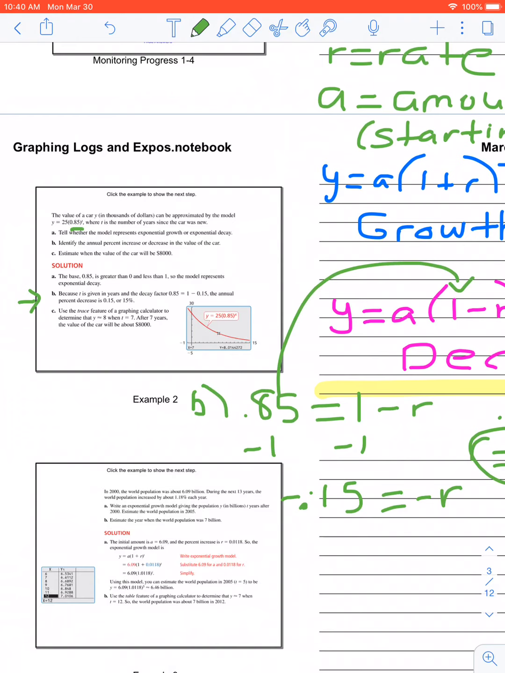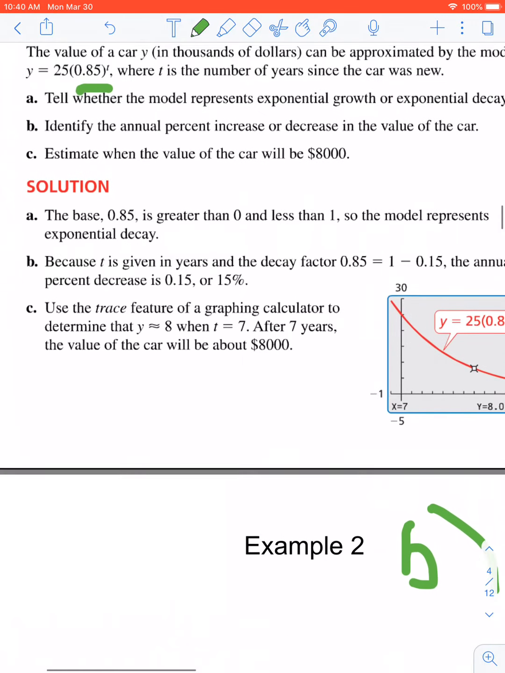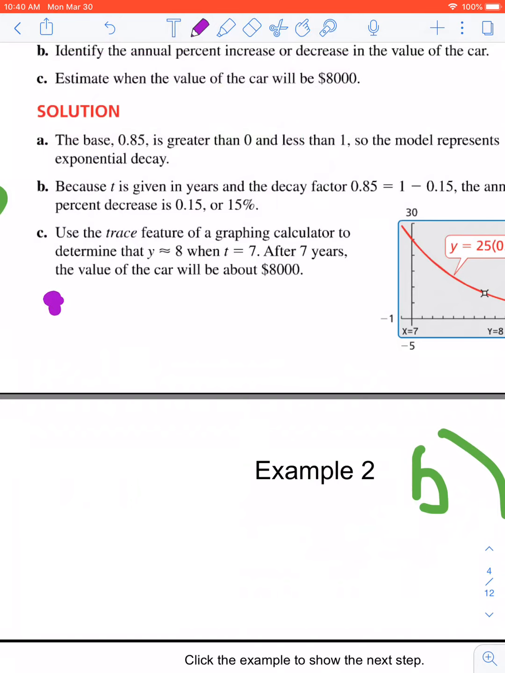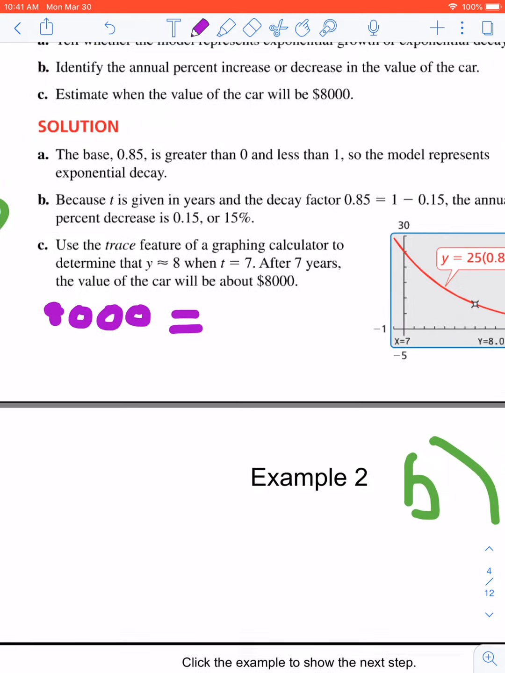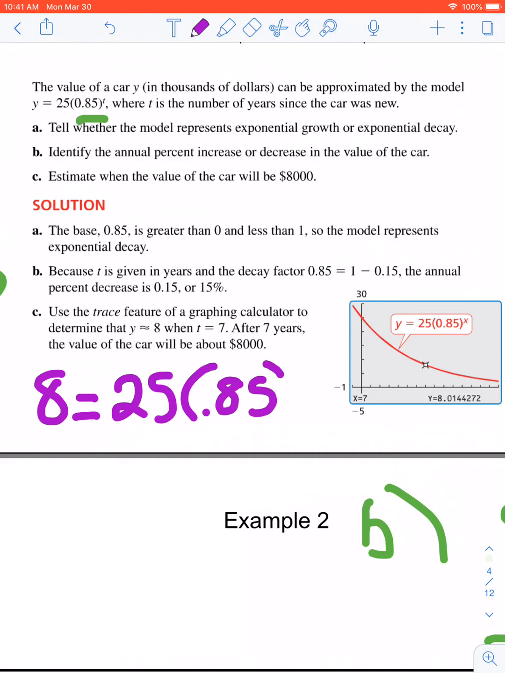And then C says, estimate when the value of the car will be $8,000. Well, what you could do is plug this into your graphing calculator and solve. However, what you also could do here, and it goes back to solving equations, which is what we've talked about, is do 8,000 equals the value of the car, which is $25,000. So actually, instead of putting that $8,000 there, what I'm going to put there is just 8, because everything's in thousands. So I get 8 equals 25 times 0.85 to the T.